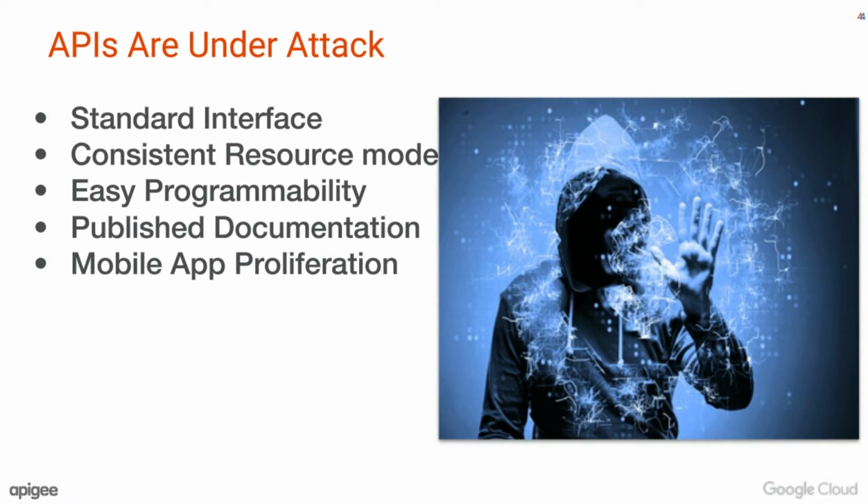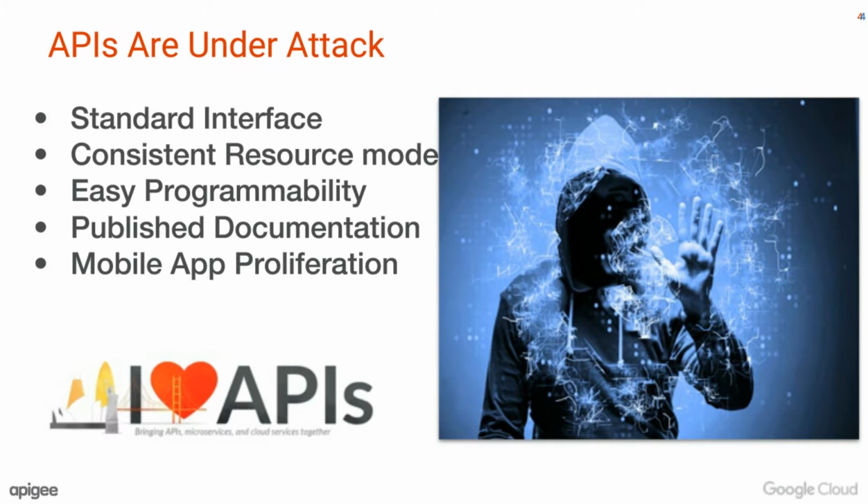At Apigee, we love APIs, as you all know, but hackers love APIs too. What makes APIs awesome, and why they've enabled the proliferation of all these amazing apps that we use every day, is that they're easy to program to. They have a consistent resource model. They're programmatically navigable, which makes them a lot easier to work with.